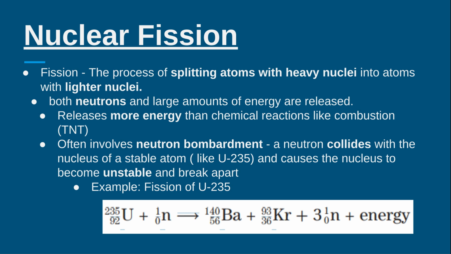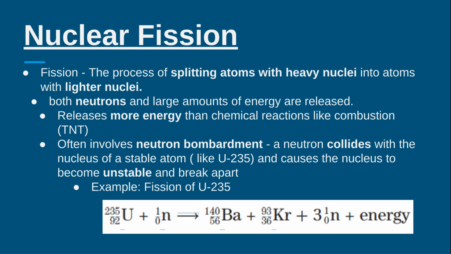We're going to talk about fission. So fission, remember, is the process of splitting a large atom with a heavy nuclei into atoms with a lighter nuclei. Both neutrons and a large amount of energy are released during a fission process. For example, fission releases more energy than chemical reactions like the combustion of dynamite, TNT.